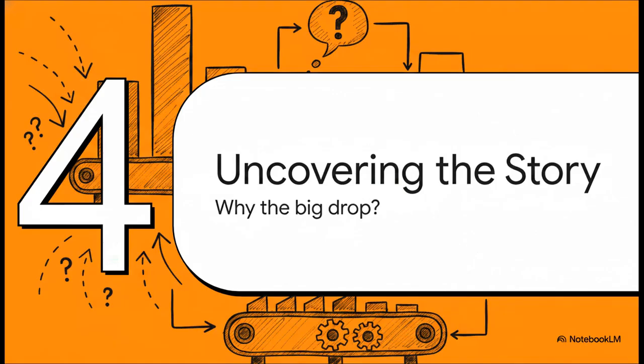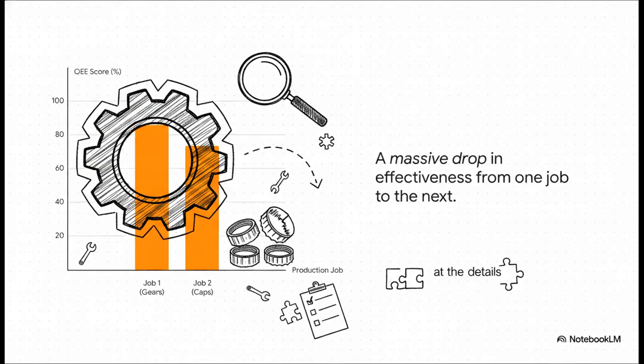So this is the big question. Why? I mean, it's the same machine on the very same day. What on earth happened to cause such a massive drop in effectiveness? I mean, just look at them side by side. We went from a world-class 86% all the way down to a pretty mediocre 73.6%. The answer has to be hidden in the details somewhere.